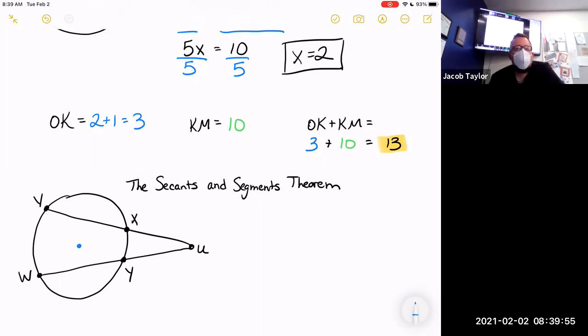In fact, these are not chords. These are secants. What's the difference again? Remind me. Secants go off. Yeah, secants leave the circle. Secants go off, as the kids say.